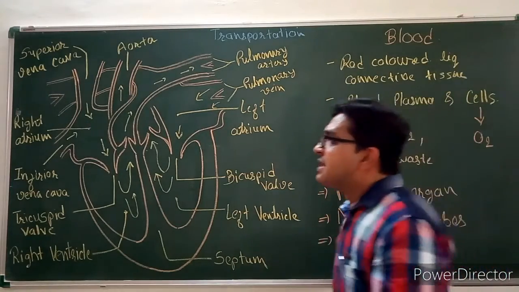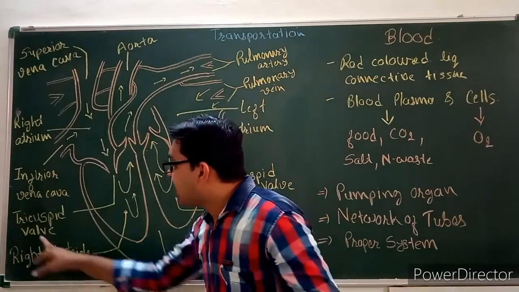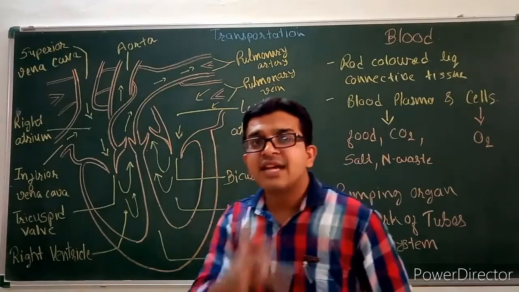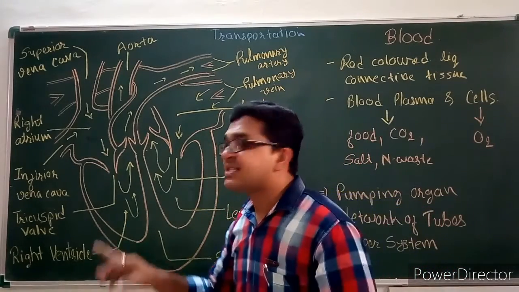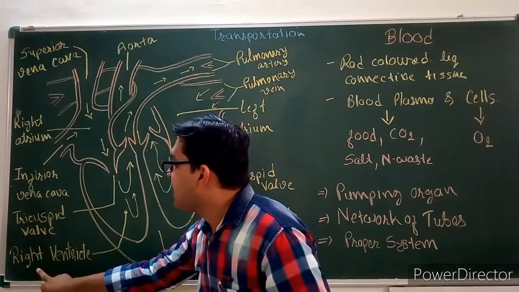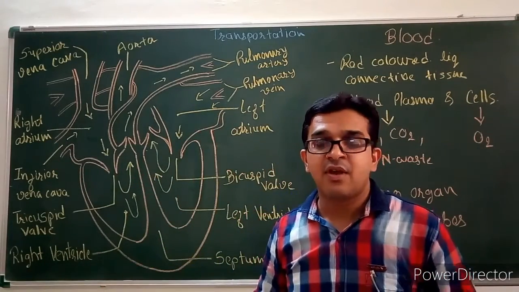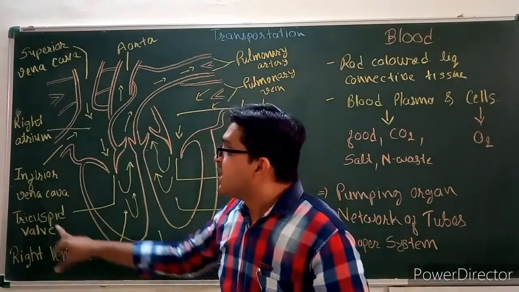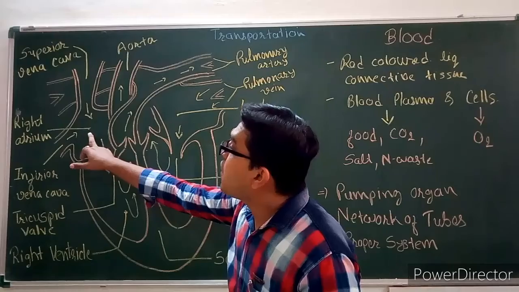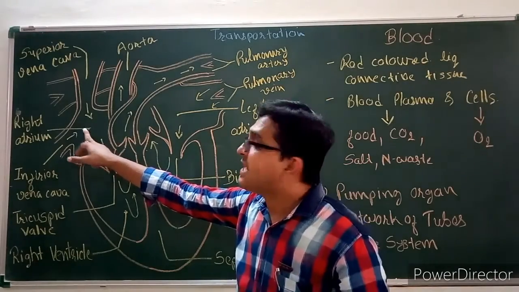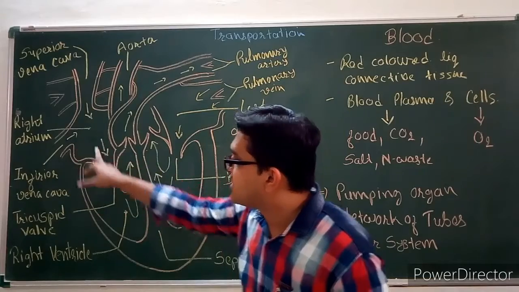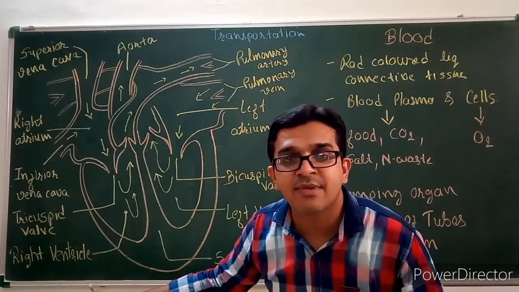Now there is a valve called the tricuspid valve. Where is its location? The tricuspid valve is located between the right atrium and right ventricle. What is its function? This tricuspid valve allows the deoxygenated blood to pass from the right atrium to the right ventricle.